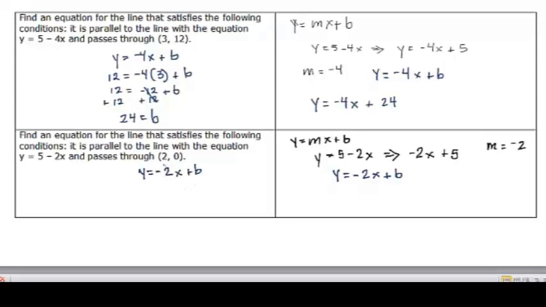So to solve this, I go ahead and use my x and y. Y is 0 and x in this case is 2. When I solve it, I end up with b is equal to 4. And now that I know that b is equal to 4, my formula is y equals negative 2x plus 4.